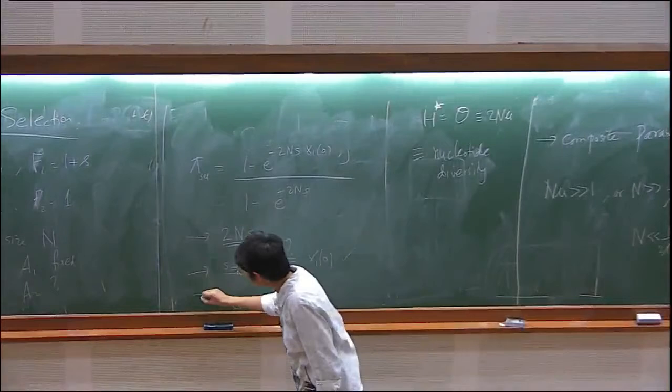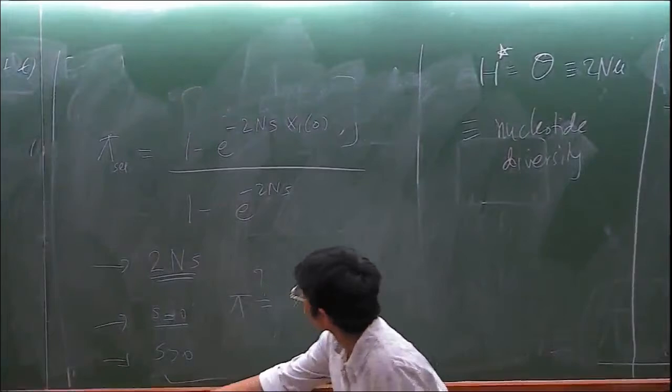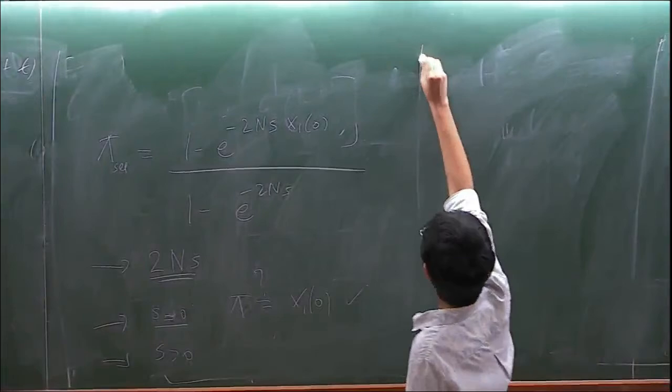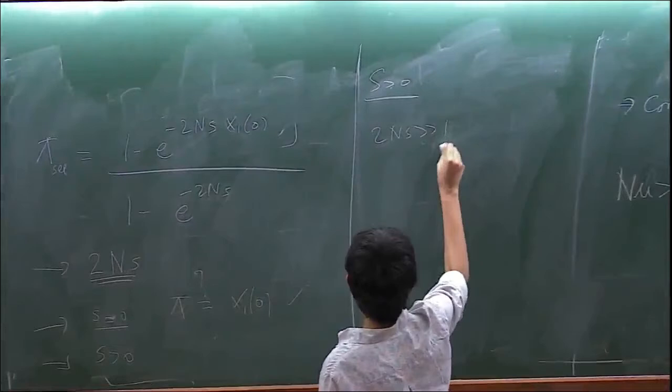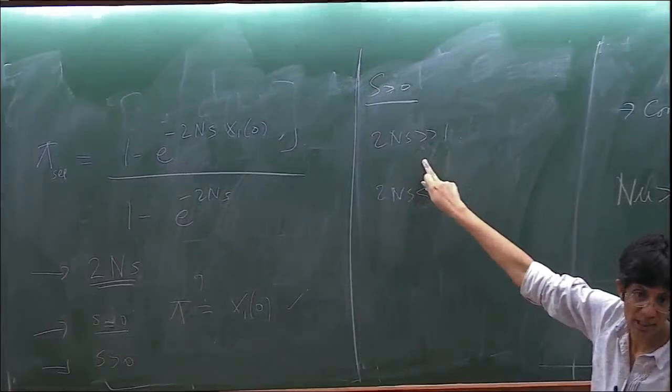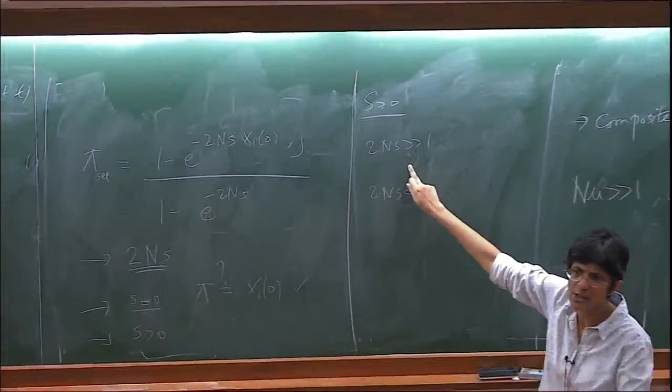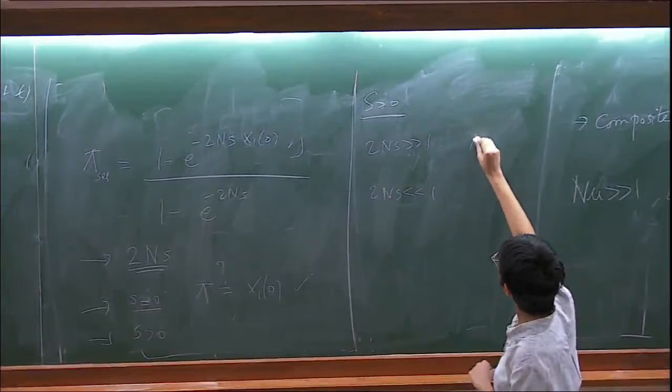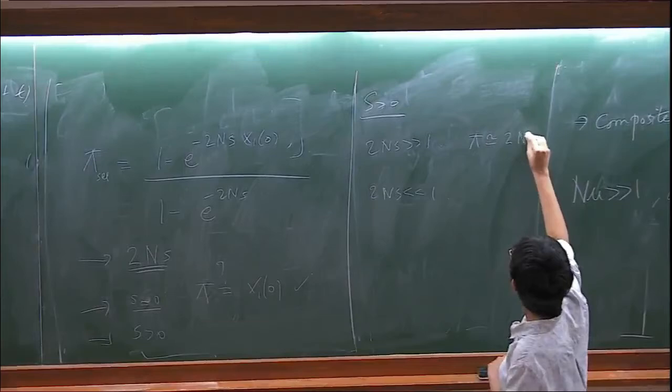So S positive, I have two cases. Two NS is much, much larger than one. So if this is so, two NS is much, much larger than one. So N is pretty large, right? But S is a tiny number. It's like 10 to the minus 3, 10 to the minus 4 or so, right? So then you can expand this equation again, and this pi is 2NS.